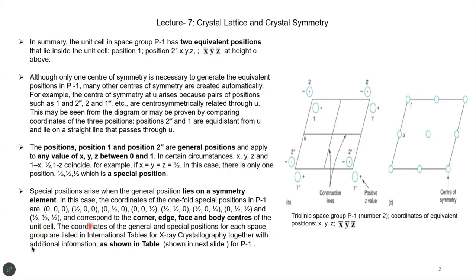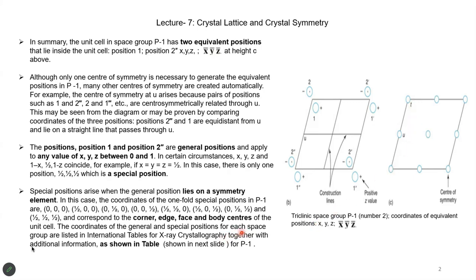And these positions are where it is in the corner, edges, face, and body center. You see, in the corner, this special position lies just on the symmetry element, and then we call the edges. It's on here, and then we call also faces. That's here, and these are the special positions of this space group P bar 1.